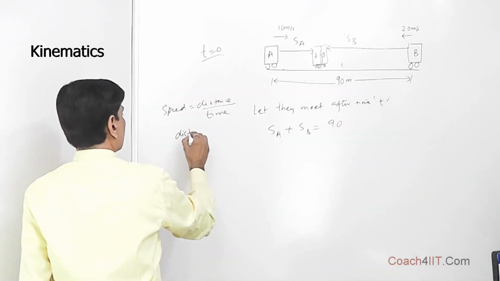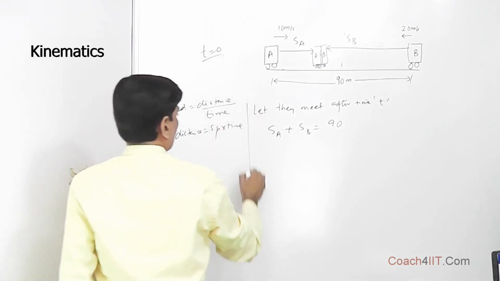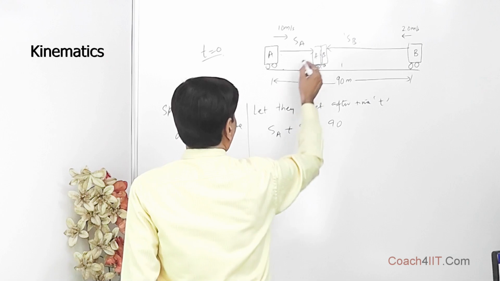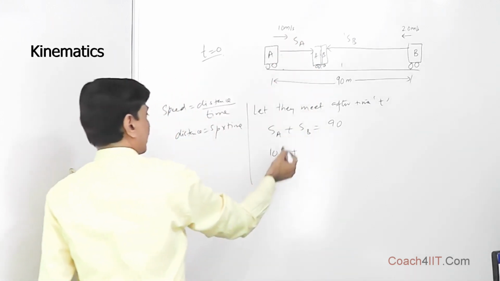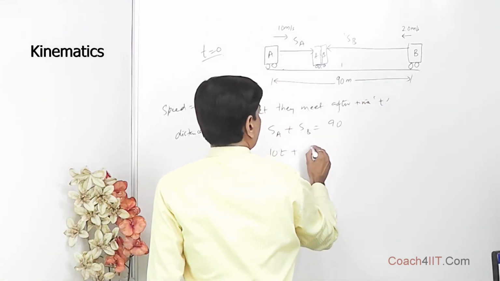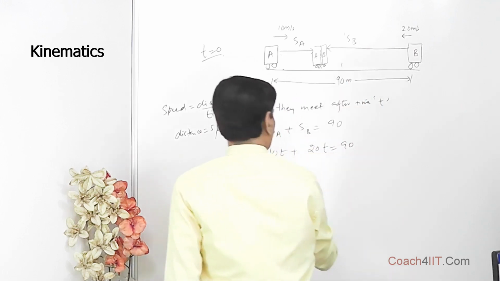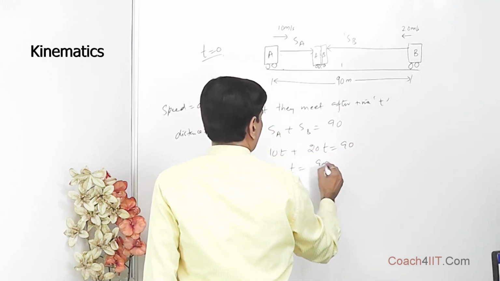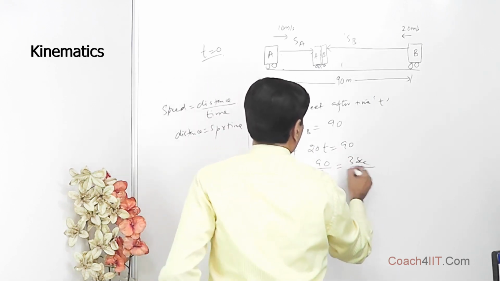Also, distance is equal to speed into time. So the distance traveled by A is speed into time, that is 10 into t, since speed is 10 meters per second and time we have taken as t only. What is the distance traveled by B? It is 20 into t. So 10t plus 20t is equal to 90. So t comes out to be 90 upon 30, so this comes out to be 3 seconds.